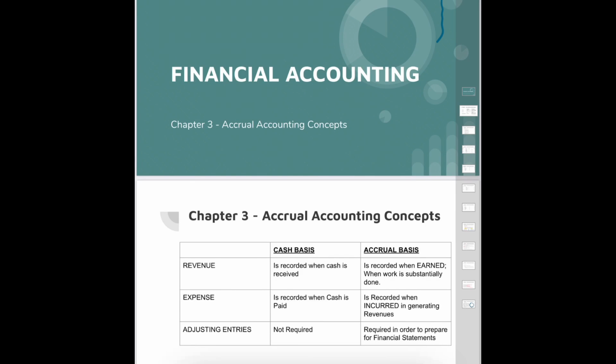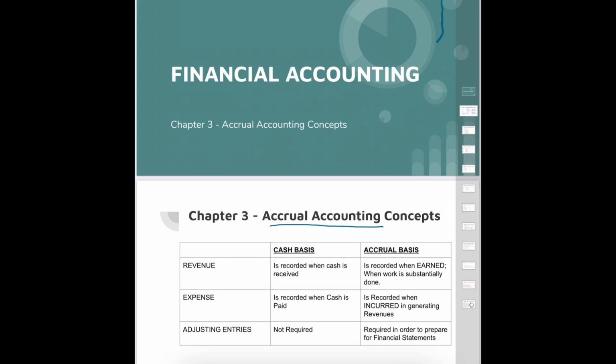Hello everyone, in this video I will talk about chapter number 3, which is accrual accounting concepts. Now, in order to understand the accrual accounting concepts, we should know what is cash accounting. So cash accounting is the accounting method wherein the revenue is recognized whenever the cash is received and expenses are recognized whenever the cash is paid.